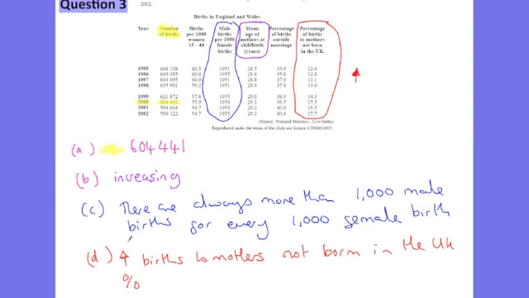So let's just write this down. The increasing births to mothers not born in the UK means the percentage of births to mothers born in the UK is decreasing. So as one is falling, the other one is increasing.